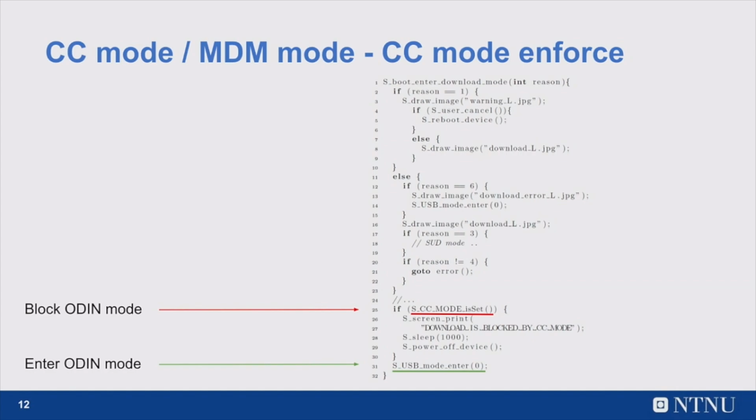And you can see that if we can call this function with reason 6, we will go to ODIN mode, even if CC mode is on. It turns out that, long story short, the details are in the paper, but there's an environment variable set for SBOOT that says if there's a DN error, if this variable is set to something different from 0, he will consider this as an emergency and go to emergency ODIN mode, which will bypass CC mode as well.